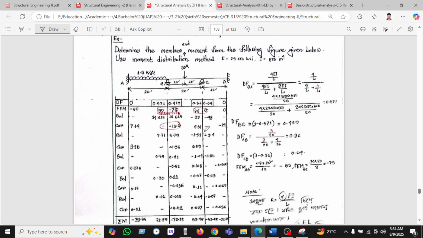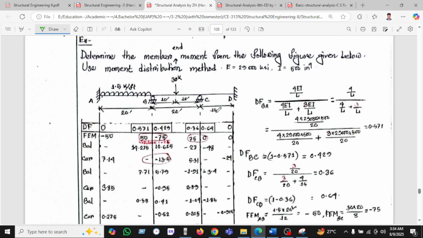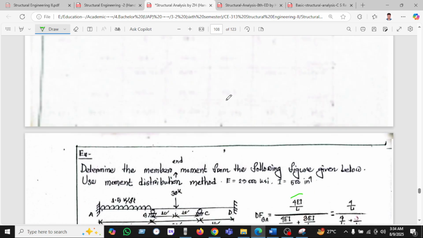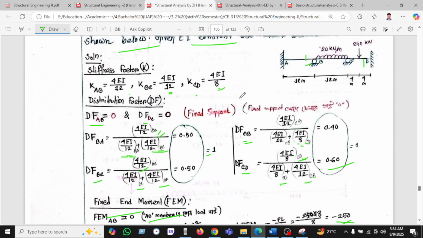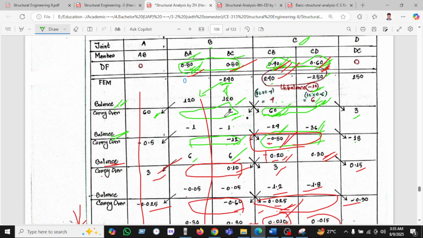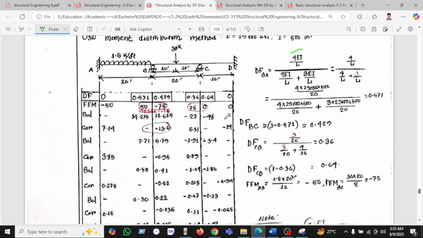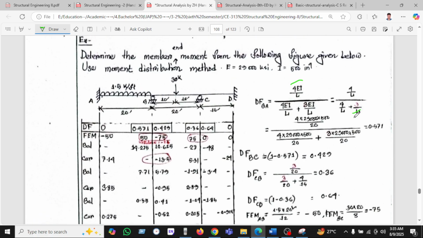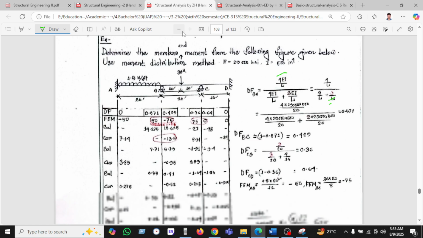Let's see another example. So we are completing all this, taking the stiffness as 4 EI by 8, but now we'll see that we can use the 3 EI by L instead of 4 EI by L. We can use 3 EI as we have shown here.